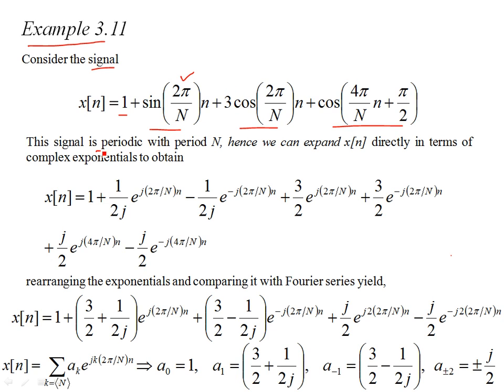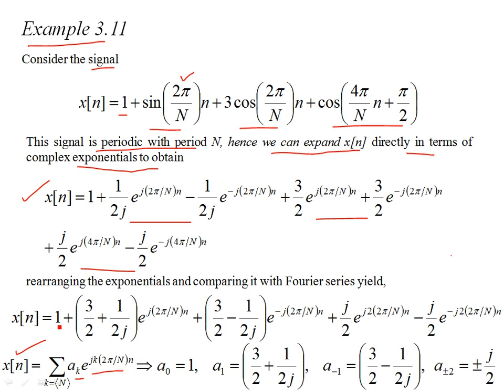So again, the signal is periodic with period N, so what we can do is to expand this indirectly in terms of exponentials. Why we are doing this is because once we expand this in exponentials, it becomes very easy to compare this with the Fourier series expansion of x[n], and then you can easily, by inspection, see what the Fourier coefficients a_k are. You see the expansion is in terms of the complex exponentials, so if you expand sine and cosine in terms of exponentials, then you can rearrange the terms.